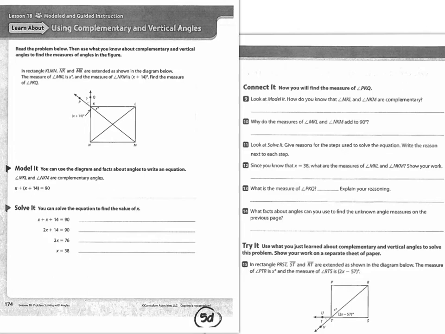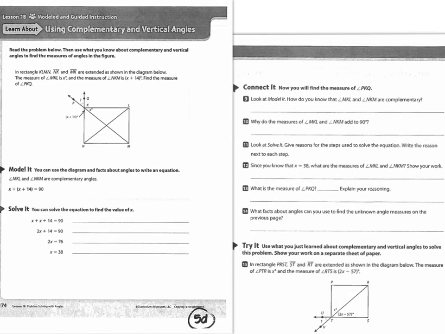All right, so here are the answers to the questions on page 5E. Number 9 asks, how do I know that angle MKL and angle NKM are complementary? Well, they form a right angle. Since they form a right angle, they must be complementary. That's the definition of complementary. And then they ask, why do the measures add up to 90 degrees? Well, because they're complementary. That's the definition of complementary.